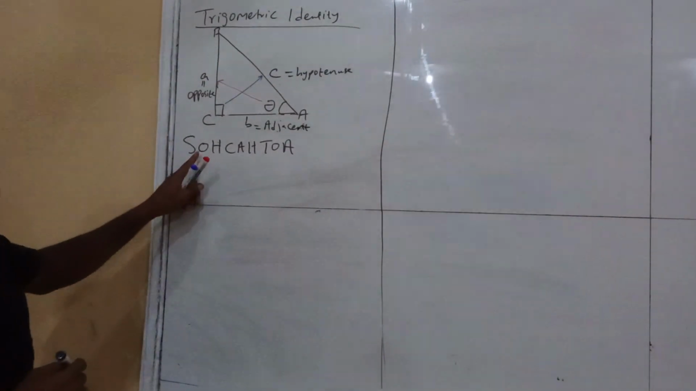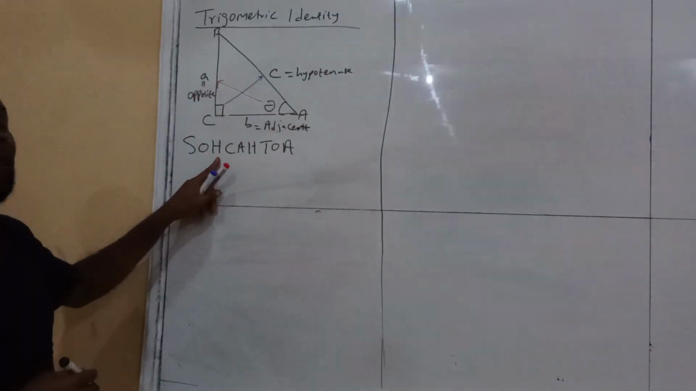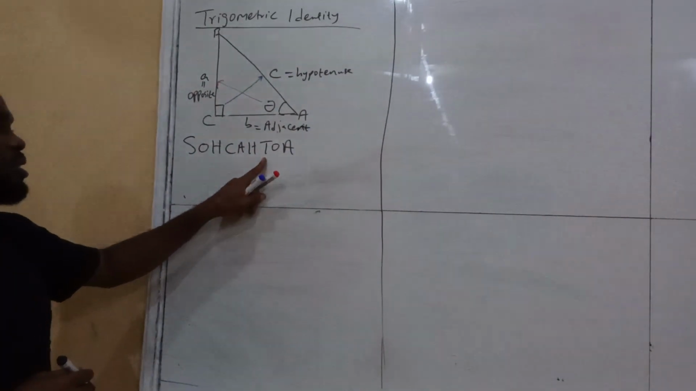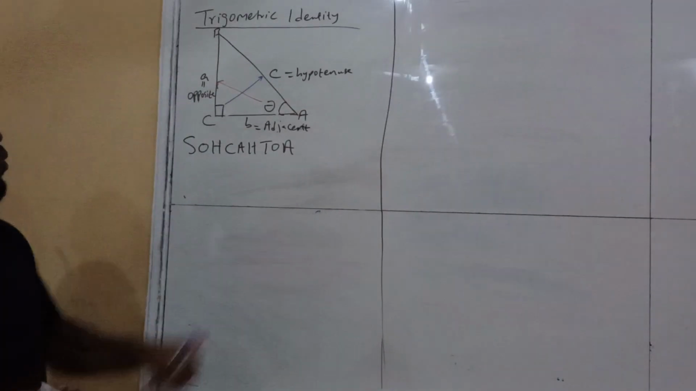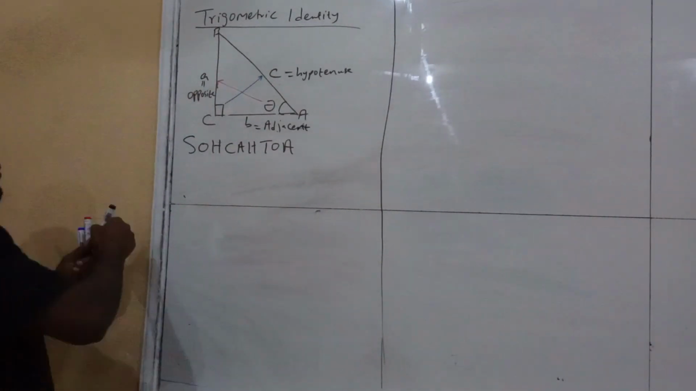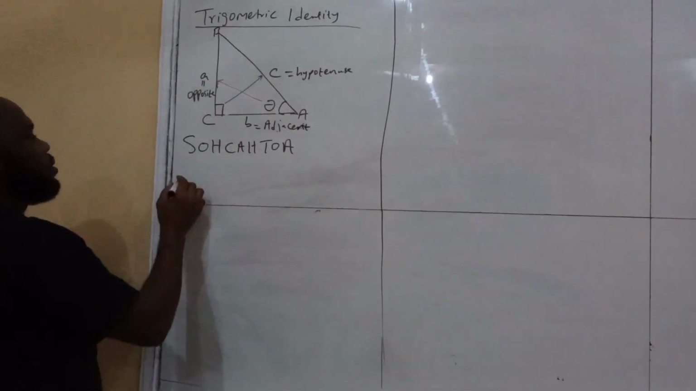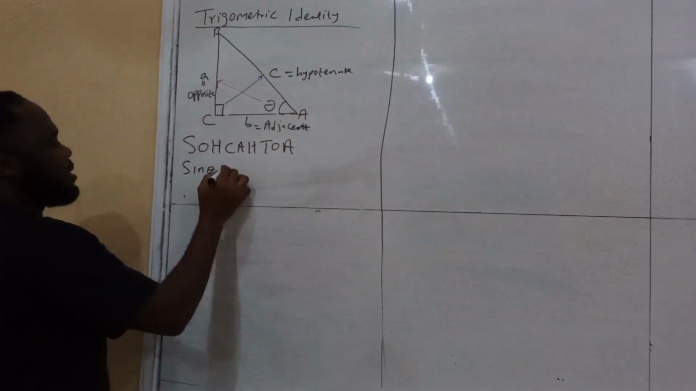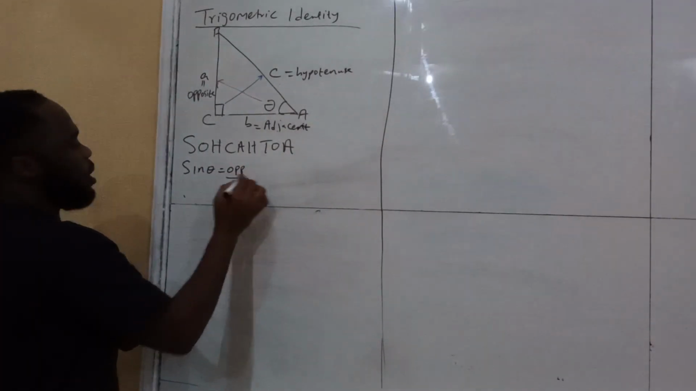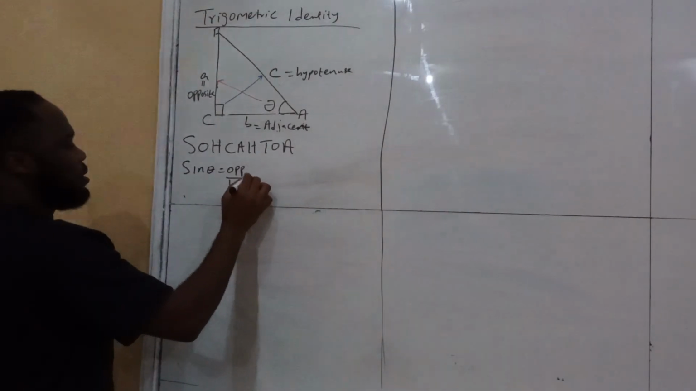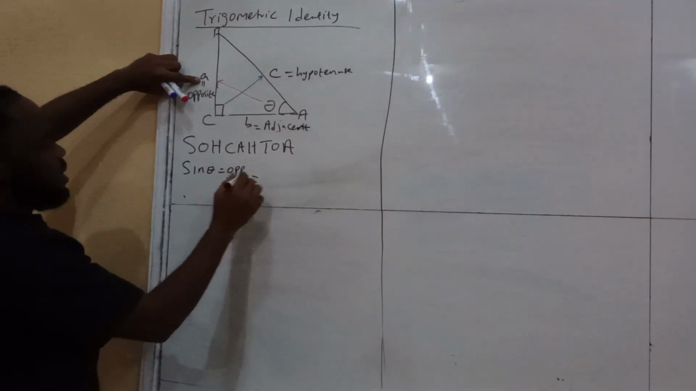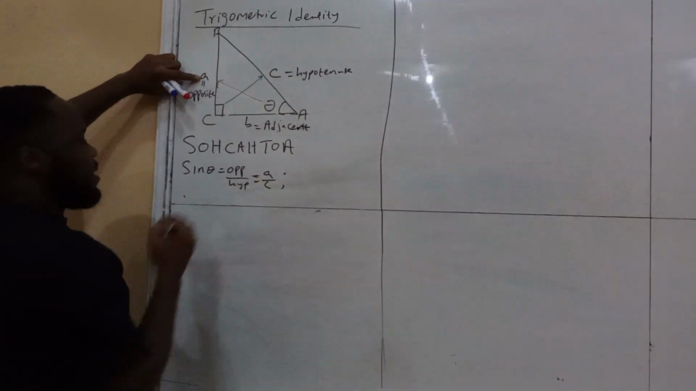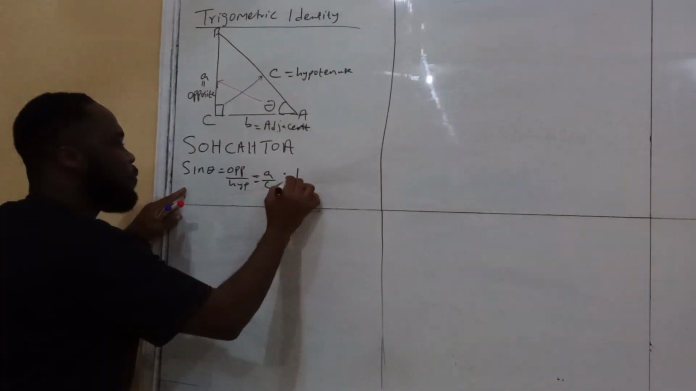It means sine theta is equal to opposite over hypotenuse. Cos theta is equal to adjacent over hypotenuse. Tan theta is equal to opposite over adjacent. So from here we can define our sine theta, and our sine theta is equal to opposite over hypotenuse. And opposite is represented by A, so here we have A all over hypotenuse, which is C.